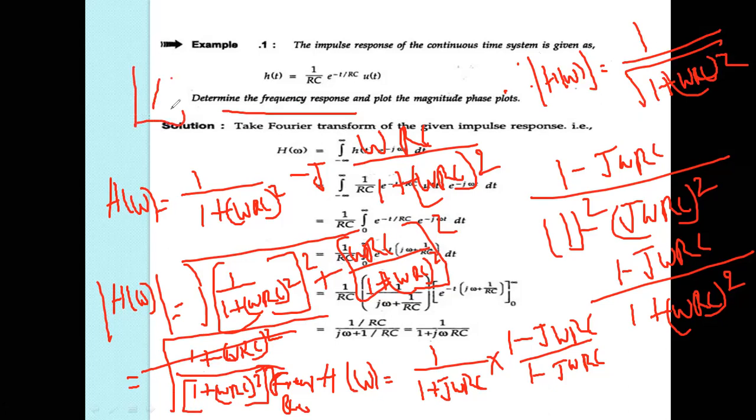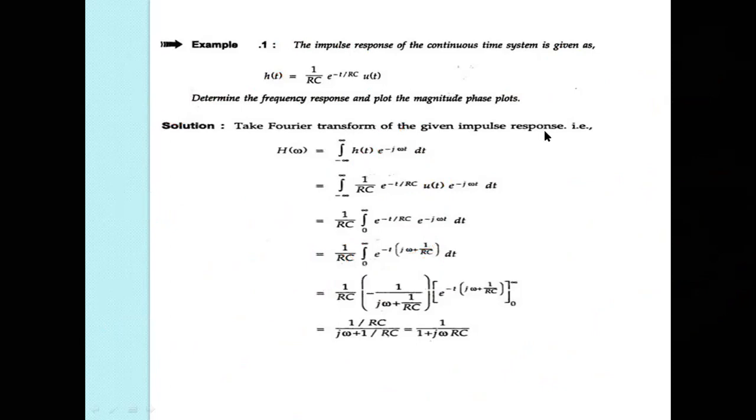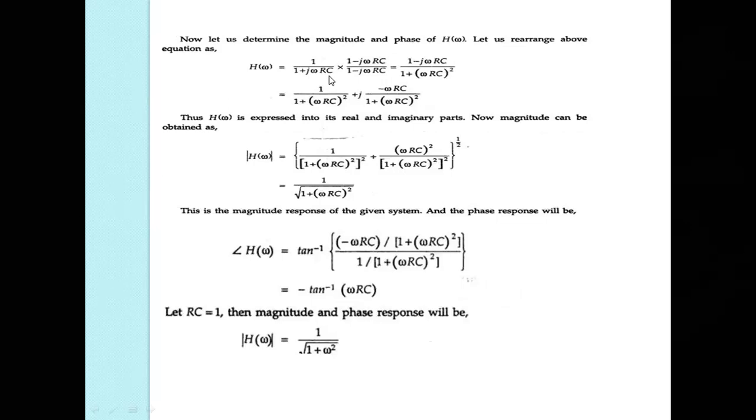Now what is the phase? The angle of H of omega is equal to tan inverse of the imaginary coefficient, because it is in the form x minus jy. X is positive and the imaginary coefficient is negative, which means the fourth quadrant. In the fourth quadrant it is minus tan inverse y by x. What is the y here? Omega RC, denominator is the same for both, 1. So omega RC by 1. Now using the omega values, we can plot the magnitude and the phase. Okay, my dear students, see here, 1 by 1 plus j omega RC into 1 minus j. Simplify this equation. The magnitude we got is 1 by under root of 1 plus omega RC whole square, and the angle is minus tan inverse omega RC.